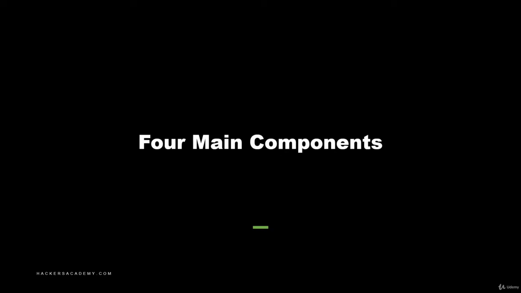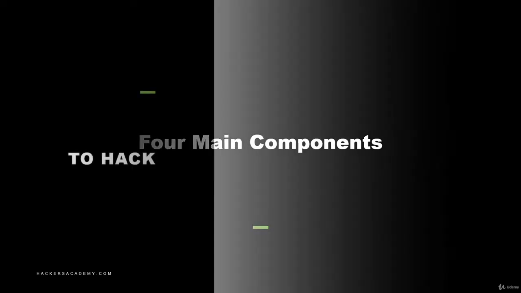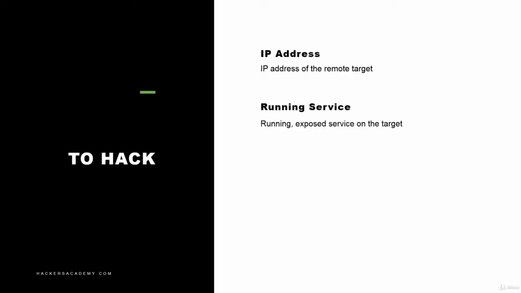Let's get started with the 4 main components that you need in order to execute a successful hack remotely. For you to be able to hack a system remotely, you need these 4 main components. The first one is the IP address of the system you want to break into. Second, you want a running exposed service on that IP address or on that machine. Third, you want a vulnerability on that service that you can take advantage of.